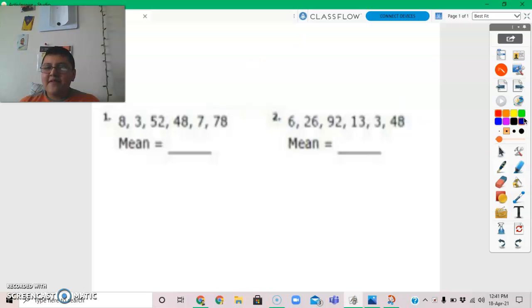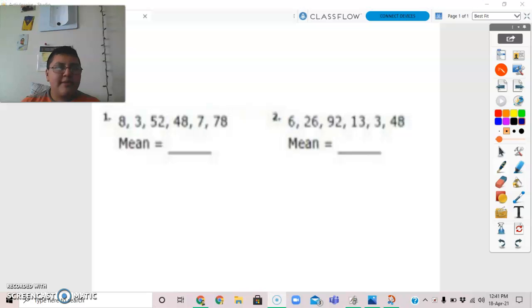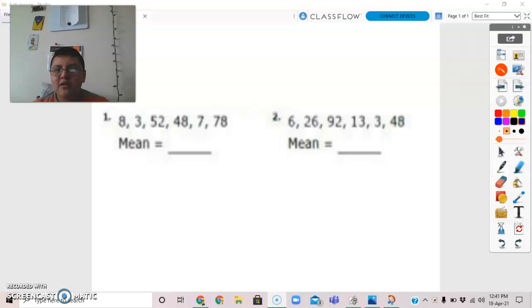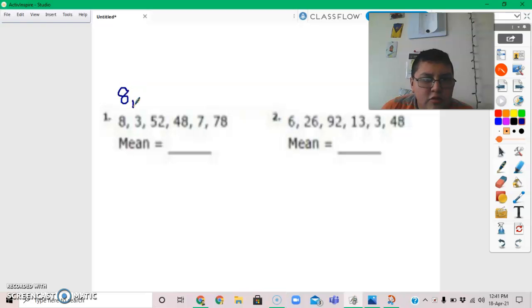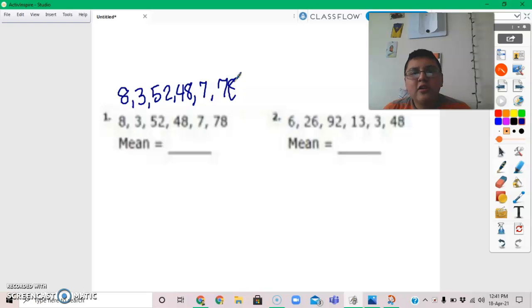If you don't see the numbers here that are blurry, give me a second. Let me move it here. There we go. If you cannot see the numbers because they're blurry, there are 8, 3, 52, 48, 7, and 78. So what we're going to do to solve first the mean is add all of these numbers.